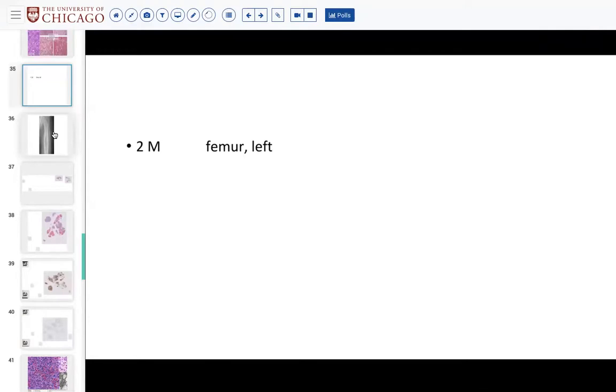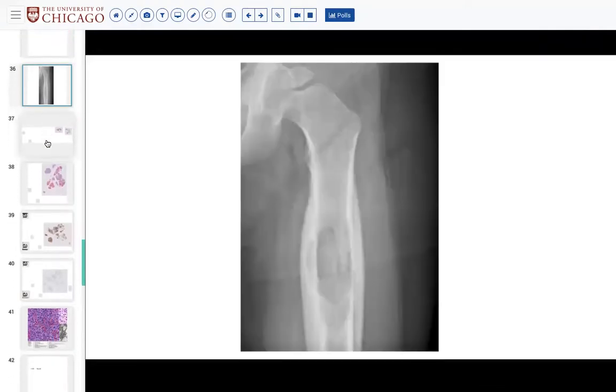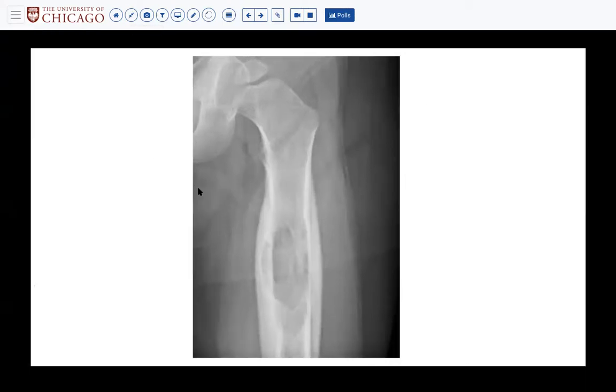Now we have a young person, a 2-year-old male, left femur. Here you can see a fracture, and under that you can see a lytic lesion that is pretty well circumscribed. The fact that it's lytic doesn't imply that it's destroying bone. It doesn't necessarily look like it infiltrates out of the bone or into the soft tissue around it.